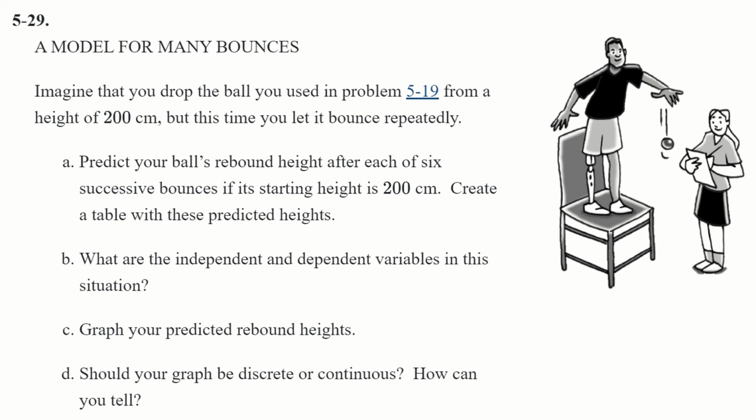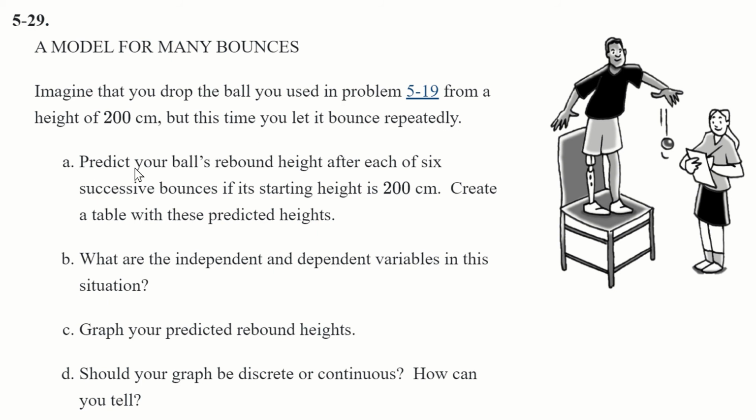Okay, so this is the first question I want you to do, and you are going to be asked to come up with a table and some predictions. And I would like to see, it says we're going to graph it, and then it says should the line be discrete or continuous. So imagine that you drop the ball that you used in problem 5-19. The one that we used was the blue one with the swirl on it, and it had a rebound ratio of about 0.6. But this time you let it bounce repeatedly.